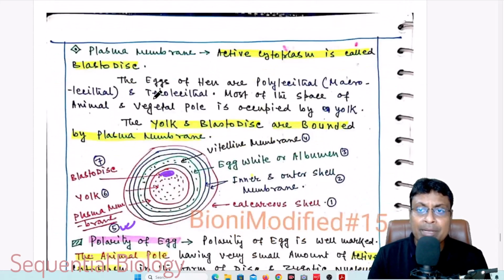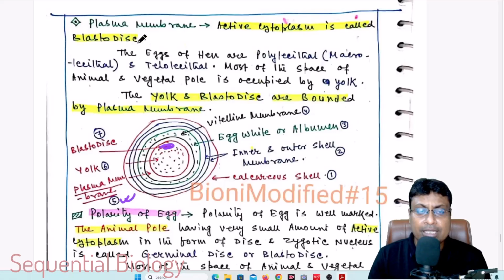And inside the plasma membrane, the active cytoplasm is called the blastodisc, and the eggs of the hen are polylecithal, macrolecithal and telolecithal, and most of the space of the animal and the vegetal pole is occupied by yolk, and the yolk and the blastodisc are bounded by the plasma membrane.